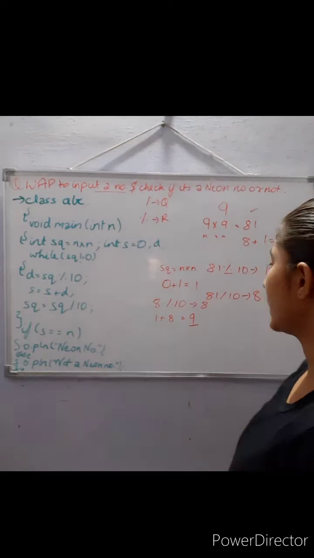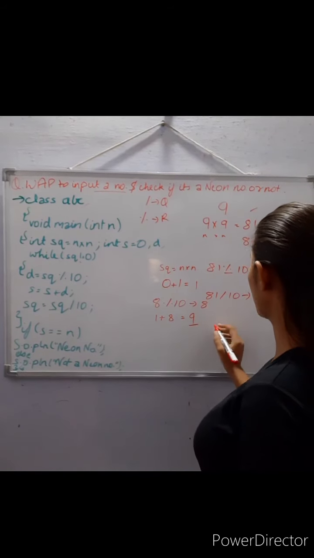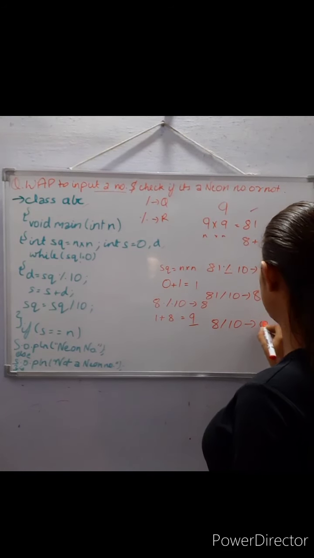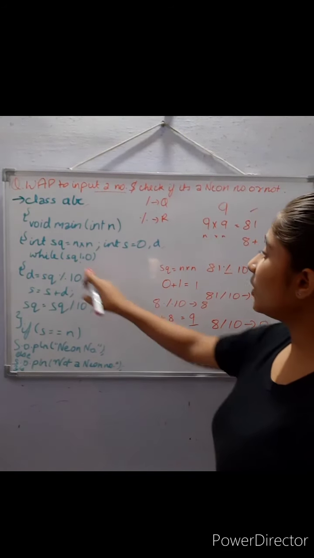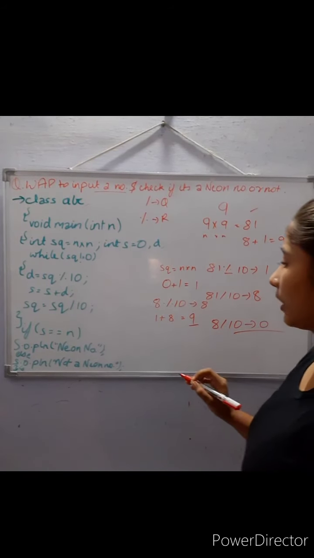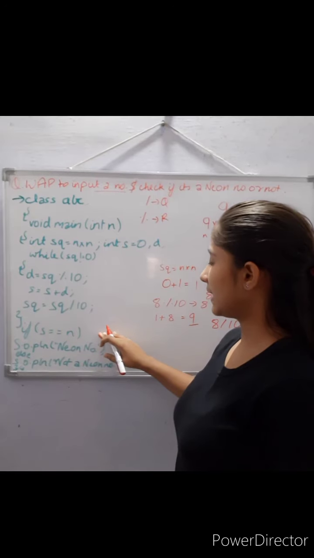Square is equal to square divided by 10. So the value of square was 8, divided by 10, we'll get the quotient 0. So the value of square is now 0, so the program will stop running over here only. Then we move to the next step.